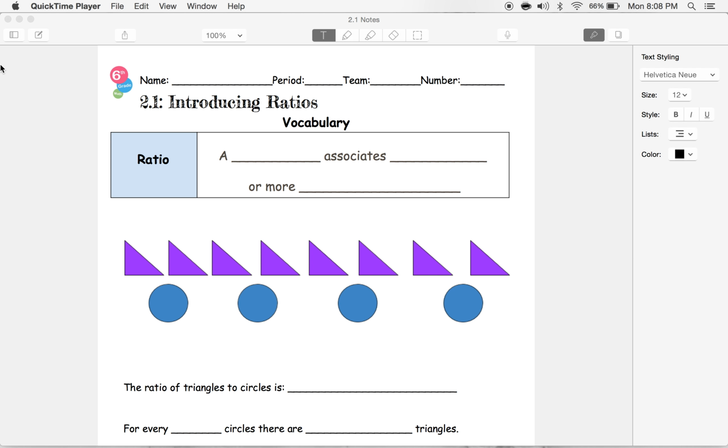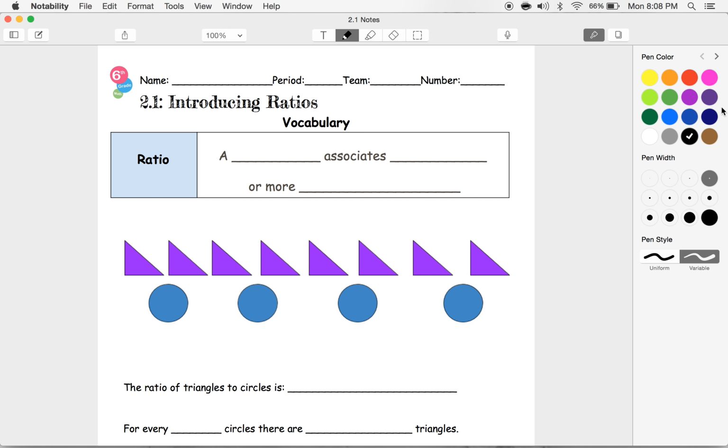So, a ratio, gotta get my marker in. A ratio associates two or more quantities. Okay? So essentially, we're going to be comparing two or more different things.